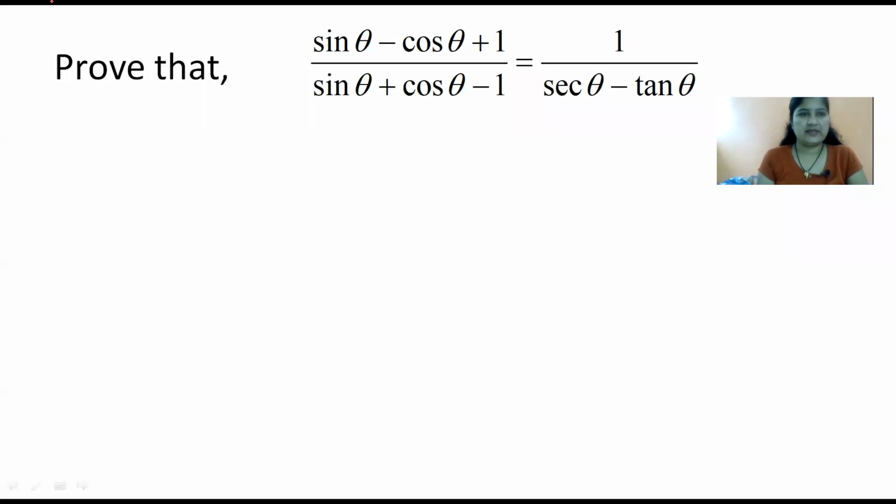Hello friends, let's see the example. Prove that (sin theta minus cos theta plus 1) upon (sin theta plus cos theta minus 1) is equal to 1 upon sec theta minus tan theta. Okay, so let's see LHS.